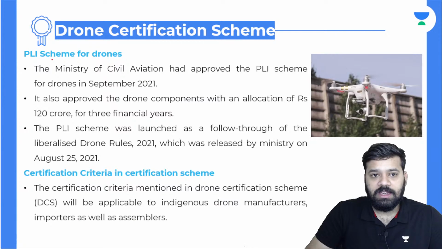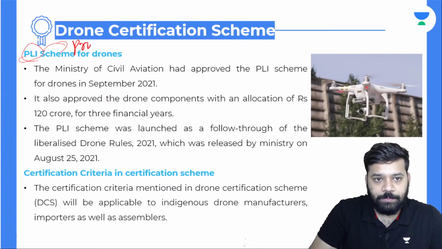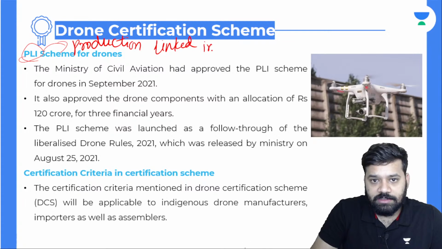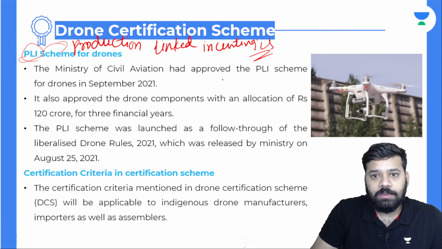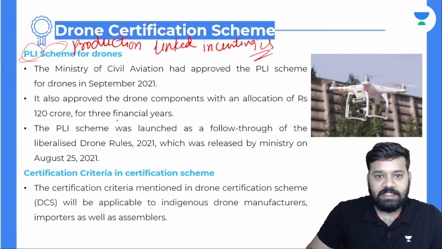Going forward, about PLI schemes for drones. What is PLI? PLI stands for Production Linked Incentives. So if you are producing something, the government will incentivize. Why will the government incentivize? Government will incentivize because it wants to see growth in this particular sector. That is the idea behind production linked incentives.